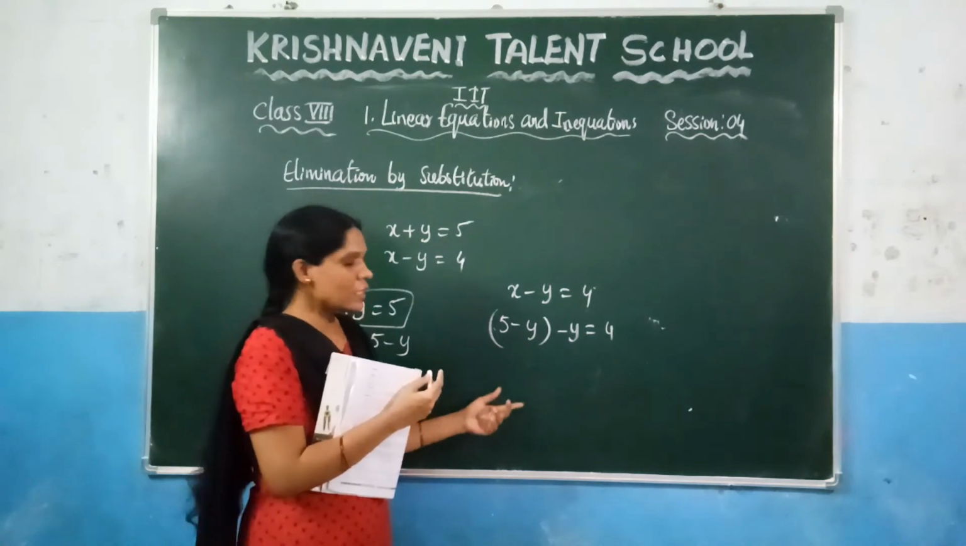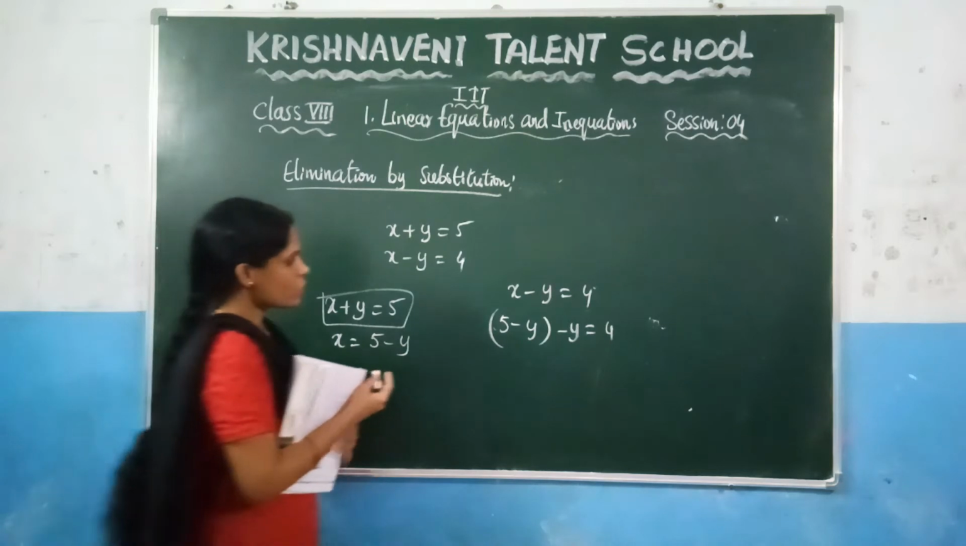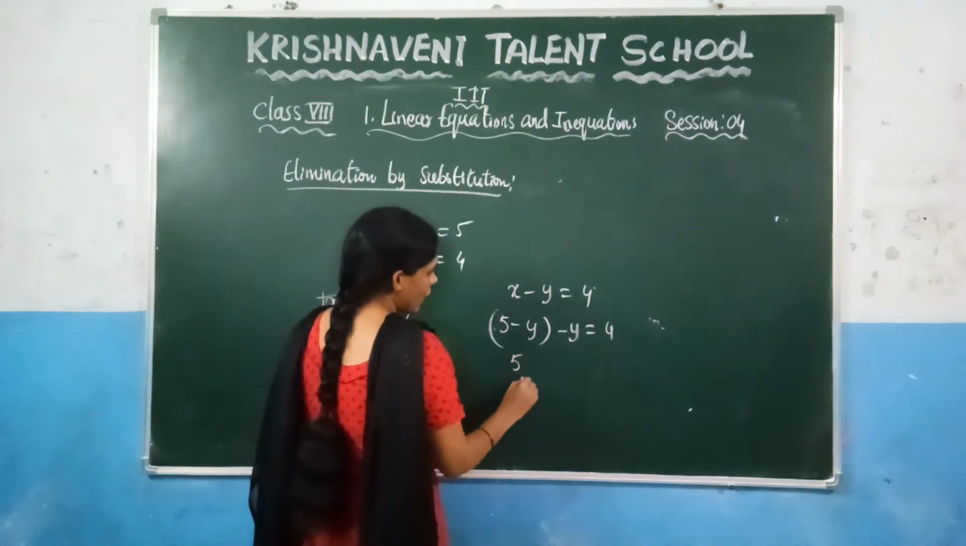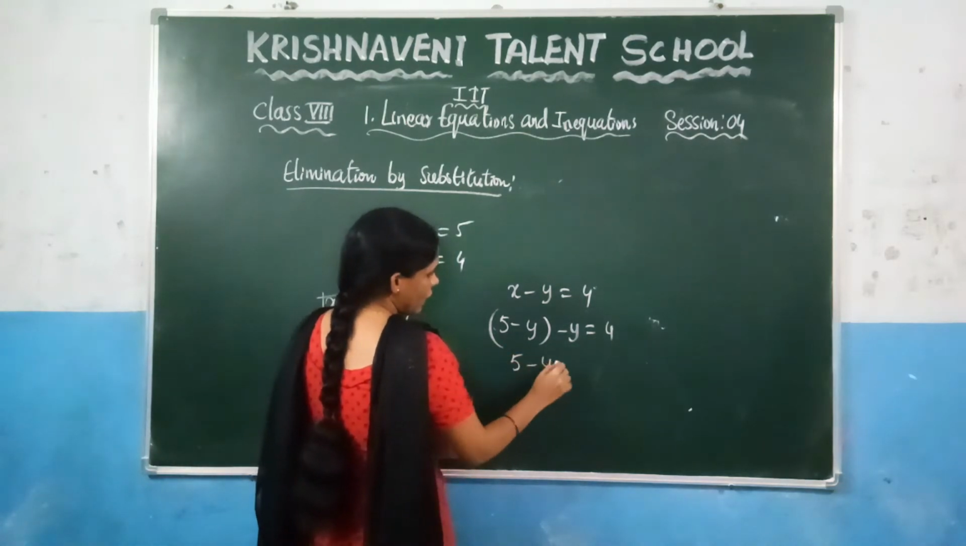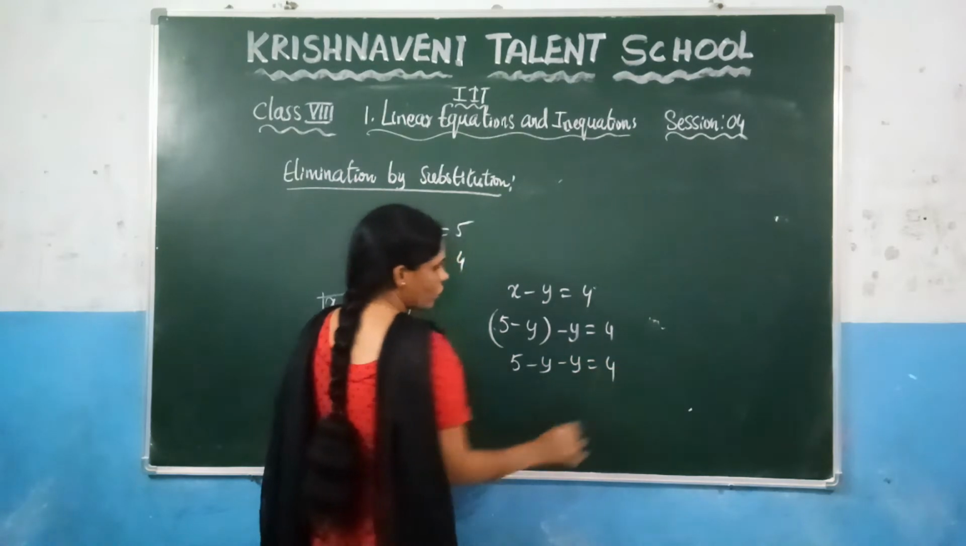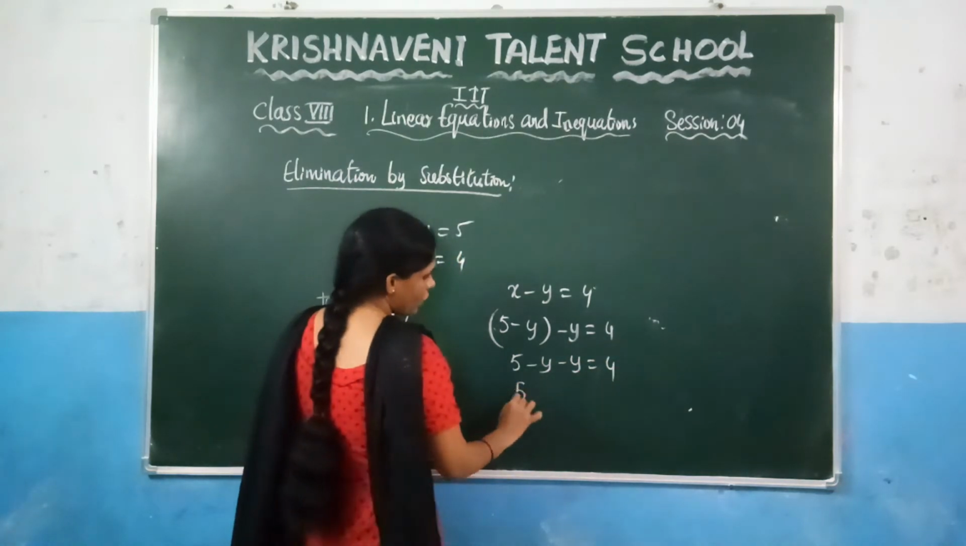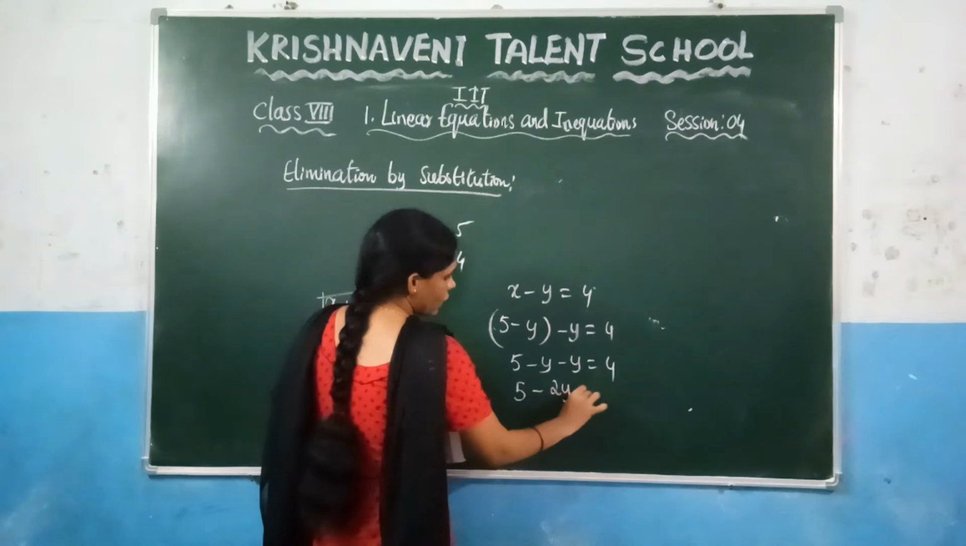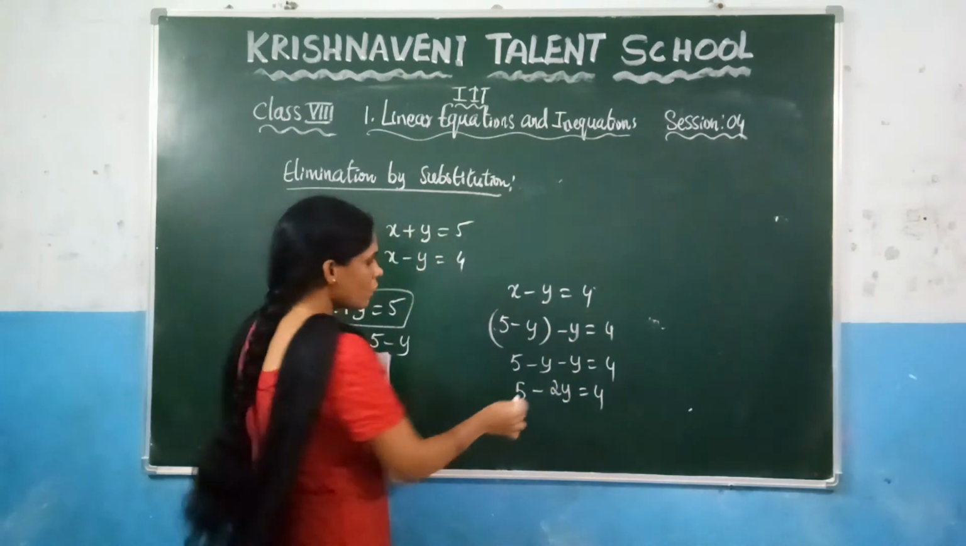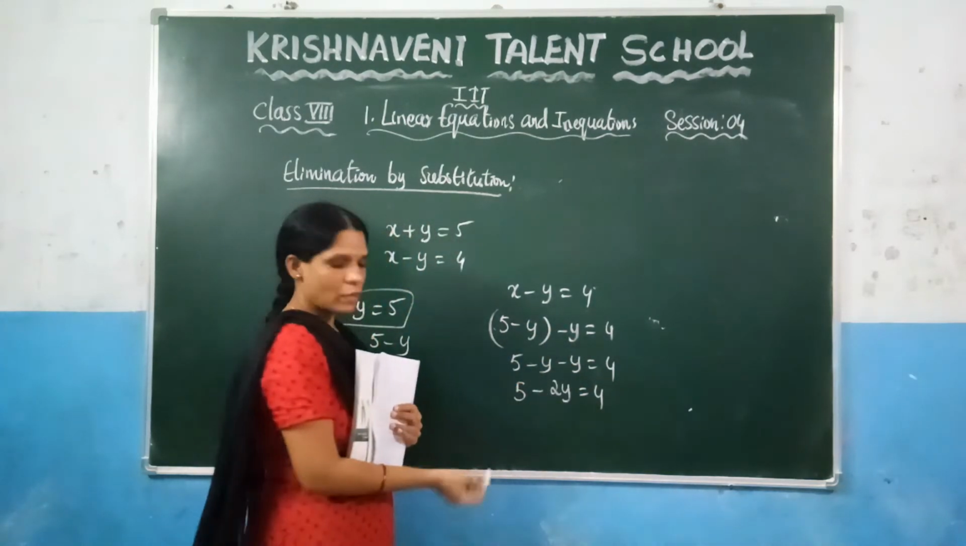For that reason we have substituted here. So what you get here is 5 minus y and minus y is equal to 4. So you will get 5 minus 2y is equal to 4, since minus y minus y gives you minus 2y.